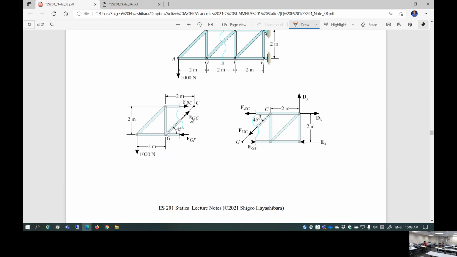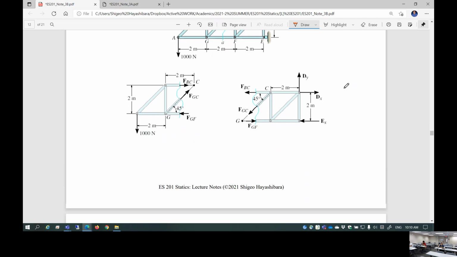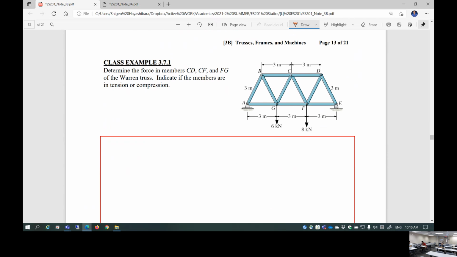In this case, FBC, FGC, FGF. Suppose you're only interested in this member, this is good enough. You don't have to start from joint A, B, C, D. You don't have to do that, right? Okay, so this is called the method of sections. Let's just take a look at it. Next page.